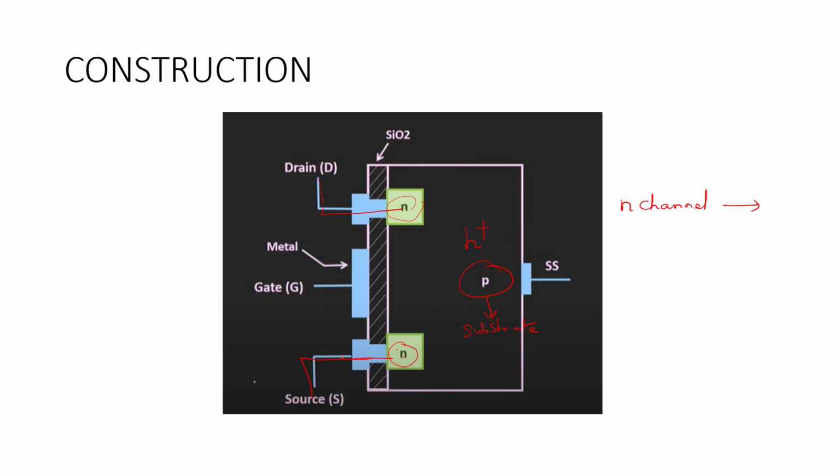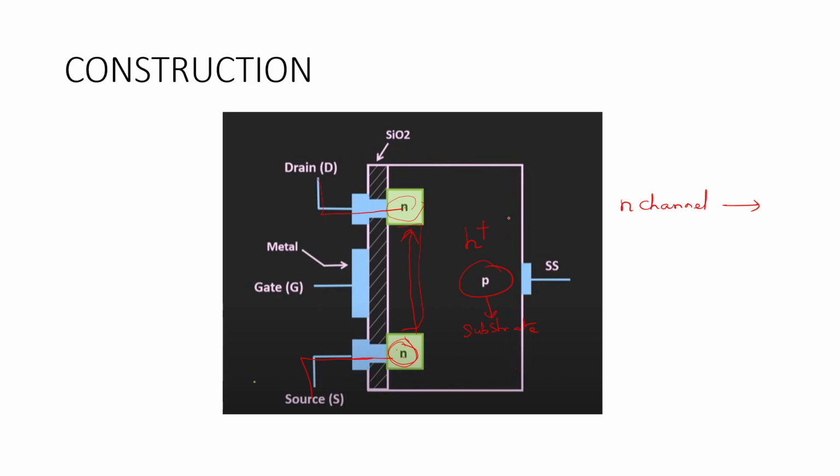As we know, the source is the terminal where the majority charge carrier enters the channel, and the drain is the terminal where the majority charge carrier leaves the channel. For the movement of electrons from drain to source, there should be some pathway, and that pathway will be created by the channel. In enhancement, the channel is absent. After applying the gate voltage, the channel will be created. So for the construction, you should know what the source is, what the drain is, where the channel comes, and what the substrate is, which is P-type, where there will be an abundance of holes.